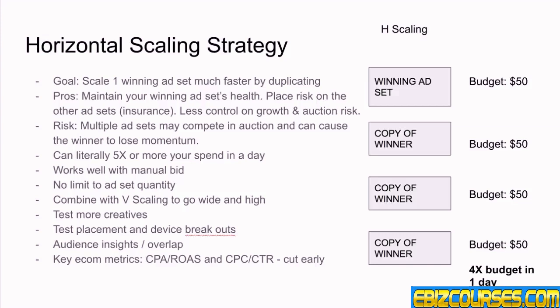So in the vertical scaling, we've seen that you can increment your budgets by 20%, and it takes time to go from 50, 100, 250, 300, etc. With this scaling strategy, you can go sideways and scale a lot faster as well. It works really well with manual bids.